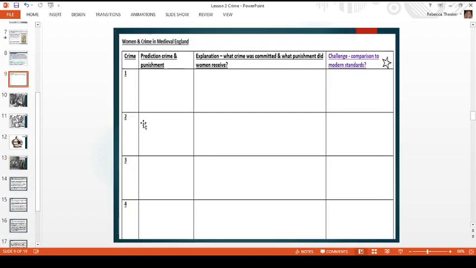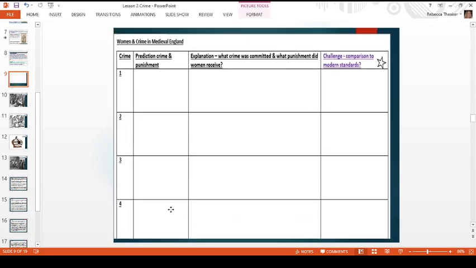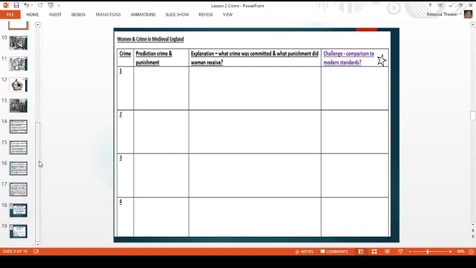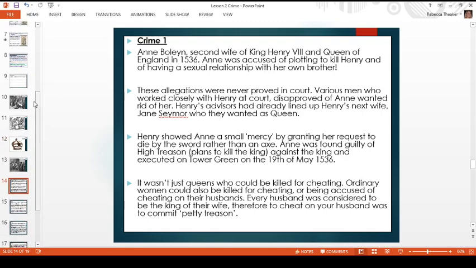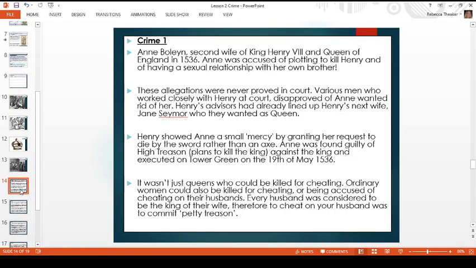Okay, so far it should just be this column here that's completed, just your predictions, because I haven't given you any information yet. So it should just be prediction 1, 2, 3 and 4 so far. Now I'm going to give you the information that you need to get down a detailed explanation, and try to make it as detailed as you can. What crime was committed and what punishment did women receive for this crime? So crime number 1, let's have a recap. That was this picture here, and that's this information.